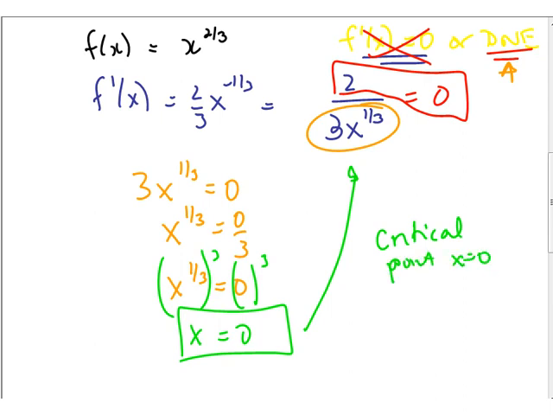which means we've got a critical point at x equals 0. The y value at that point would be, plugging it back into my f function there, 0 to the 2/3, which is 0. So the critical point is actually (0, 0).